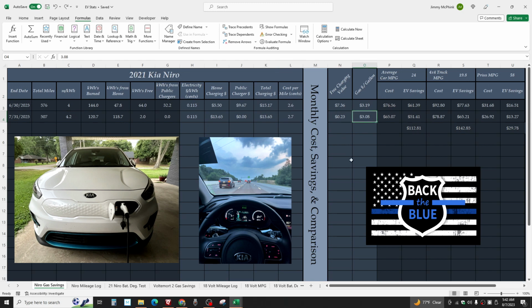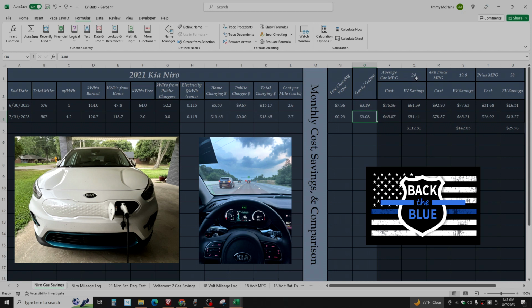And look at this, $3.08 a gallon. We filled up my wife's SUV, I think four times, and that's the average we paid for that month. But now gas is $3.49. I saw it yesterday, holy cow. The average car gets 24 miles to the gallon. We saved $51 this month over the average car.